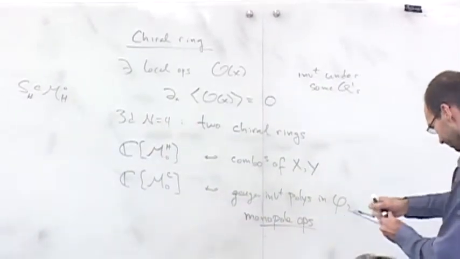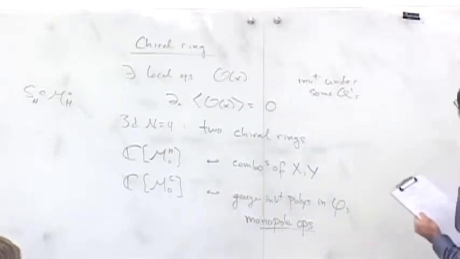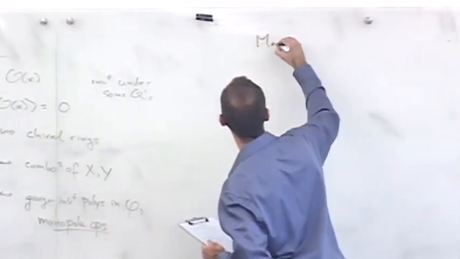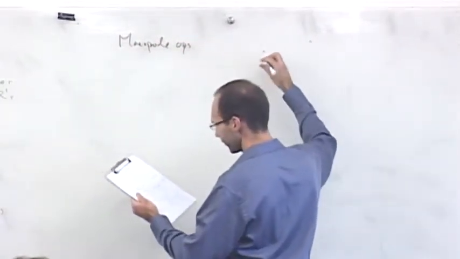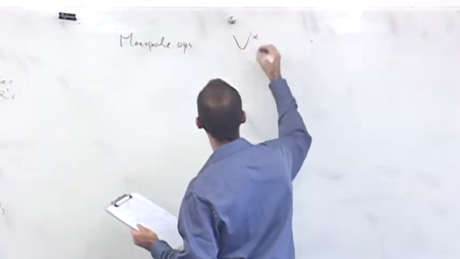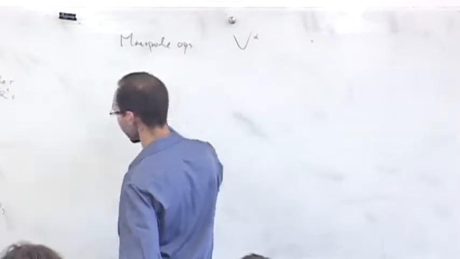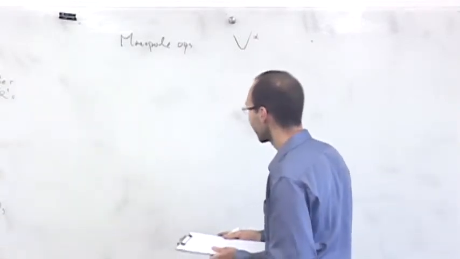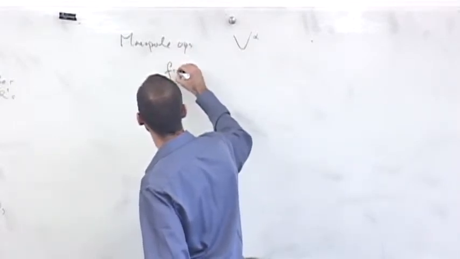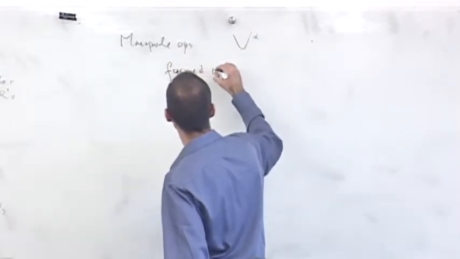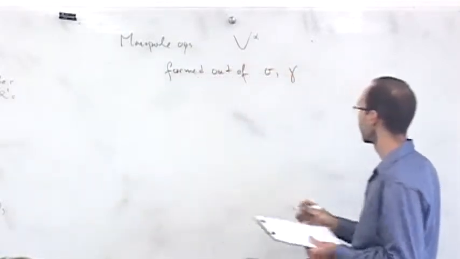Schematically, so monopole operators. They have various descriptions. And then V alpha. Schematically, they're formed quite directly in an abelian theory from sigma and abelian dual photons.